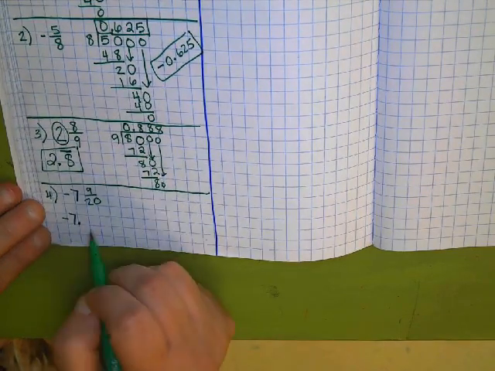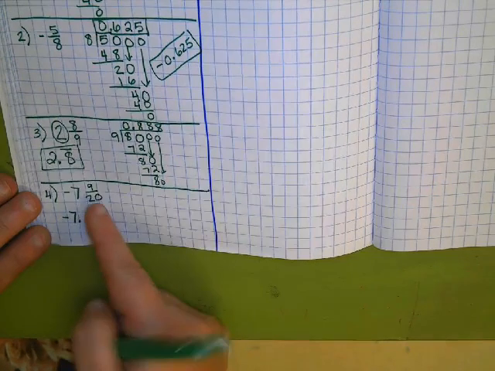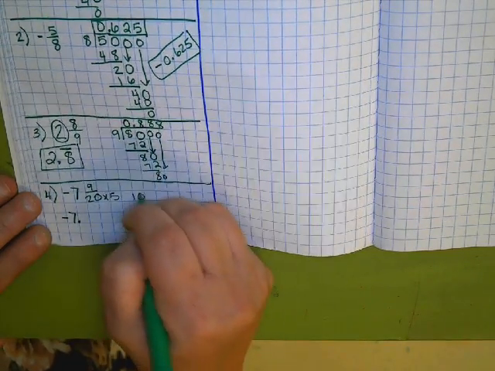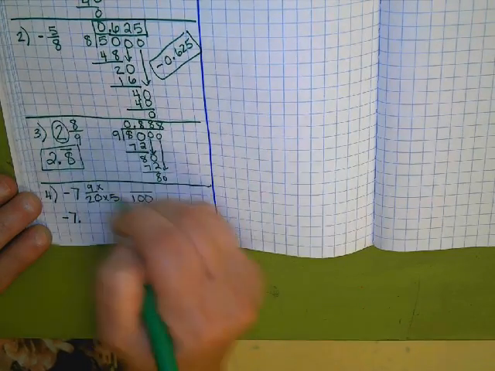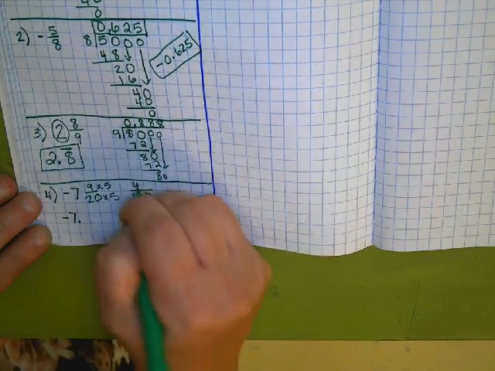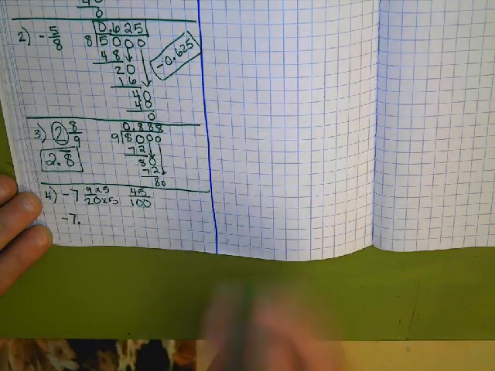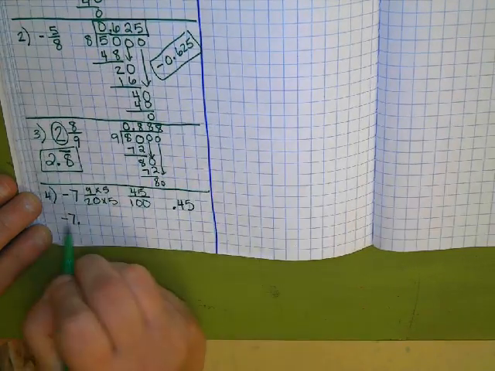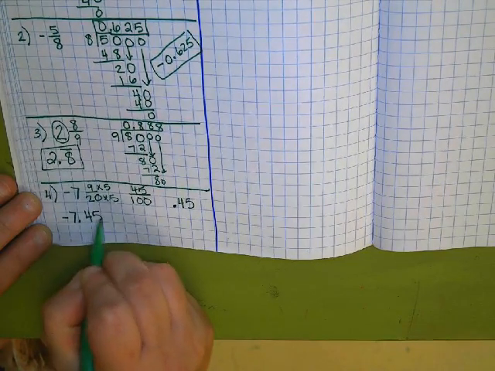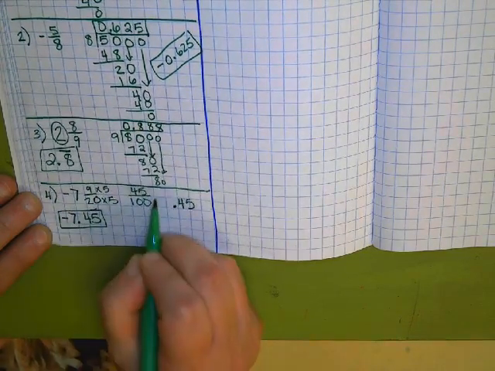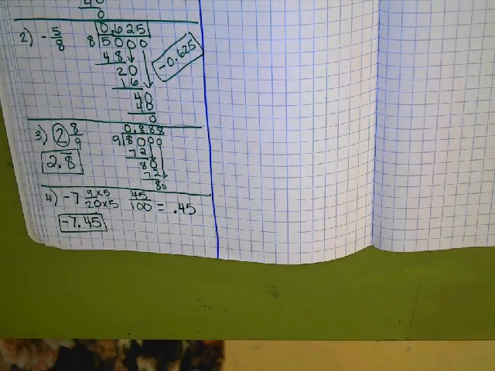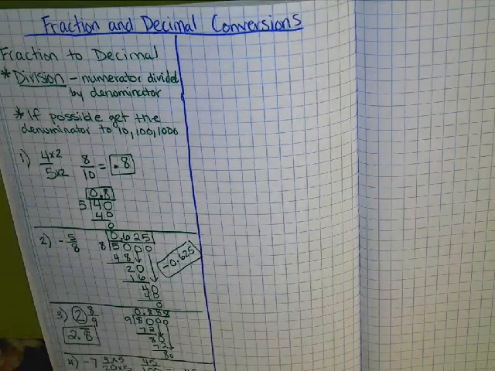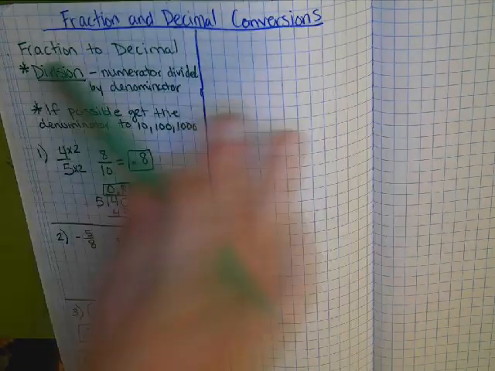So I've got to change this fraction. I know that I can get 20 to 100. 20 times 5 is 100. 9 times 5 is 45. Oh, so I read it just like it sounds: 45 hundredths. So I have -7 and 45 hundredths. Good job. So you're ready to move to the next video to see how to go the opposite way, decimals to fractions.